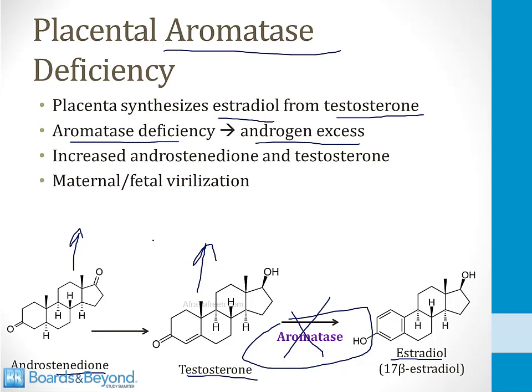This means that if the baby is XX, the baby will become virilized and develop male features such as ambiguous genitalia. But in addition, the mother will develop virilization like we talked about before. She may develop facial hair and acne, and her voice may change.